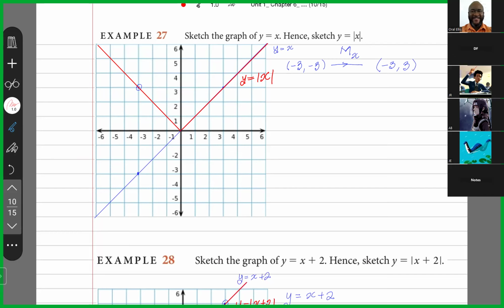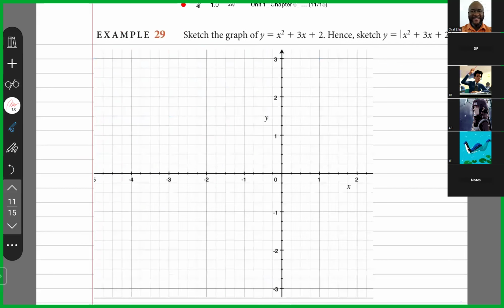All right, let's have a quick go at example 29. So this is example 29. Example 29 is asking us to sketch the graph of y is equal to x squared plus 3x plus 2. By now, we should be familiar with how to sketch a quadratic graph. First of all, we know that the graph is going to be a smile because it's a positive x squared graph.